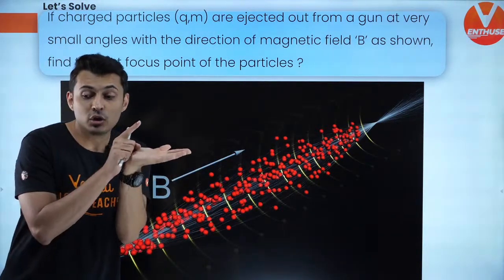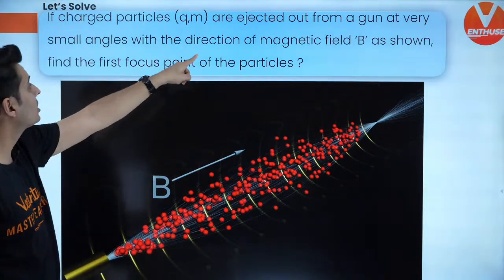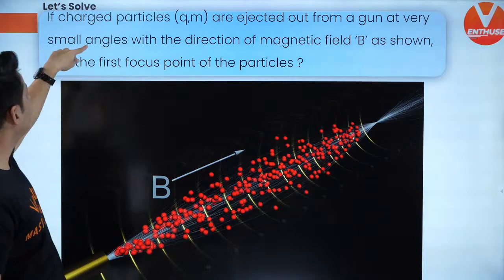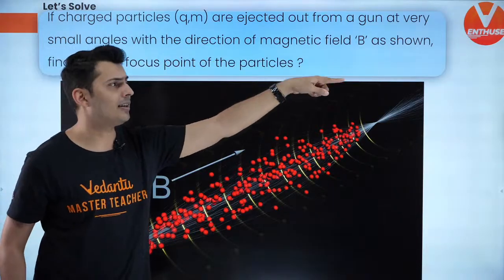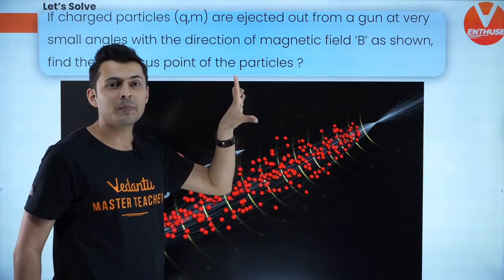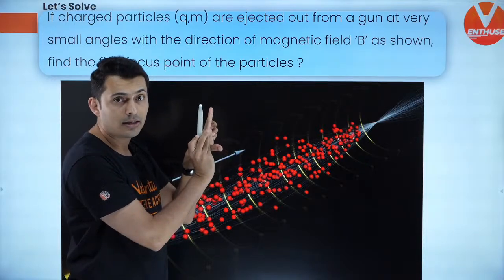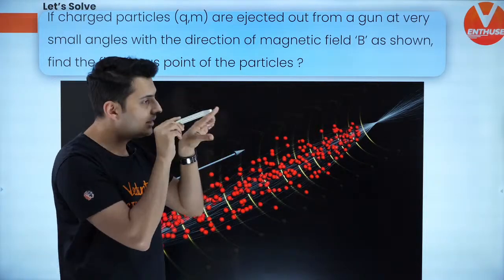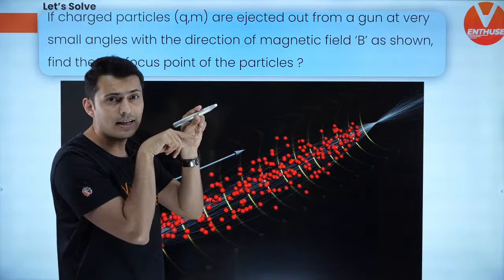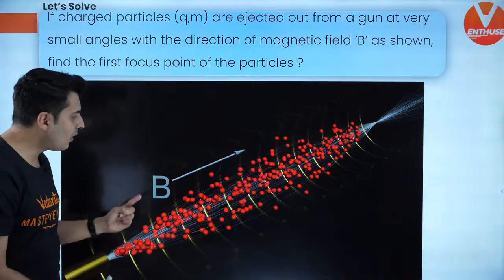Think about it, because no, it will not be straight. Think again. They are thrown at an angle, guys. Look at the question. They are ejected from the gun at a very small angle. So when the angle is there, there will be two components of velocity: one in the direction of the field, one perpendicular to the direction of the field. So guys, what happens when there is an angle between velocity and magnetic field? It will go in a helical path. Yes, they will all go in a helical path.